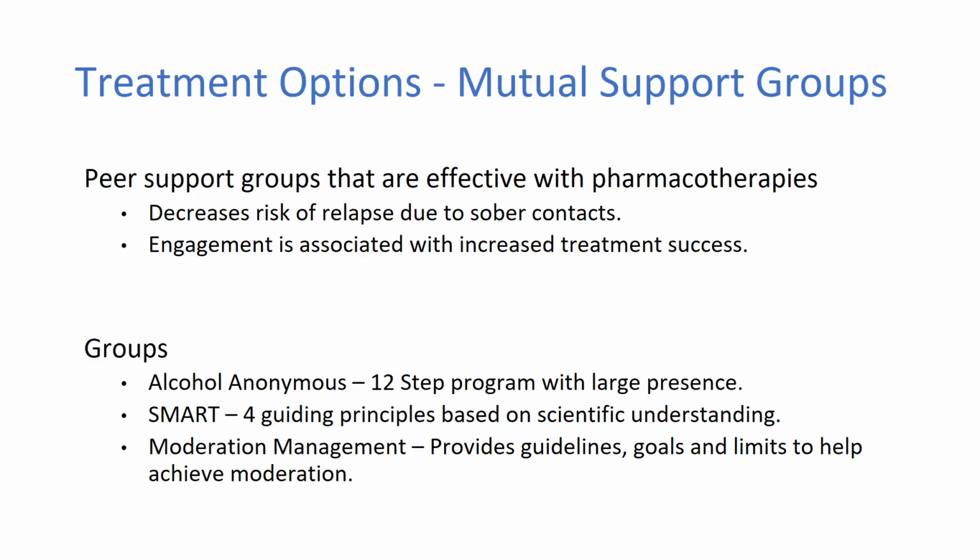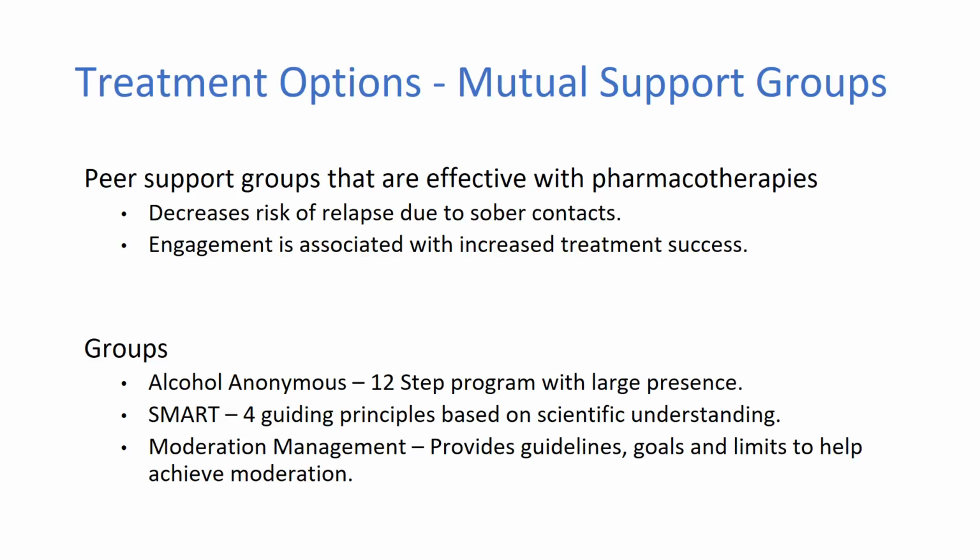All right, so we're moving on to mutual support groups. It's worth noting that peer support groups are effective with pharmacotherapies, so the use of them together is shown to be more effective than either alone. It decreases the risk of relapse, and it's thought to do so due to the sober context, or just being around people who are sober. And then also engagement is associated with increased treatment success with those pharmacotherapies.